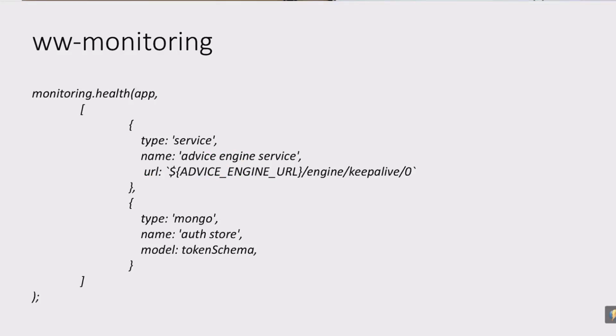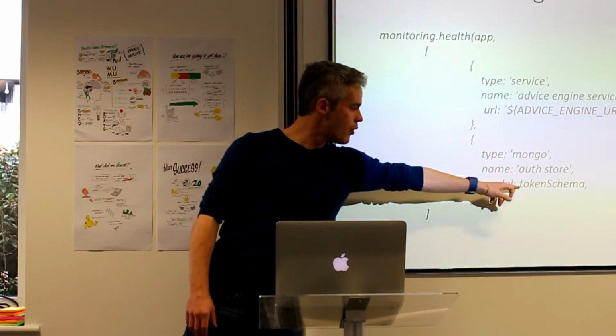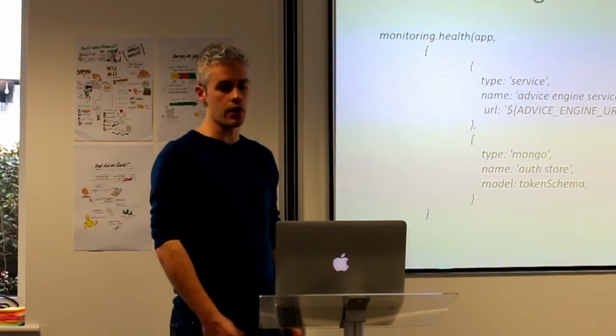We also have in the monitoring package the ability to describe the health of the service, so you can wire in these two elements here. This defines that when you hit /health on the service, it will ping the advice engine in this case to check that it's in existence. And we're passing in a mongoose schema, and that will ping Mongo to check that we can actually talk to the Mongo that we have attached.